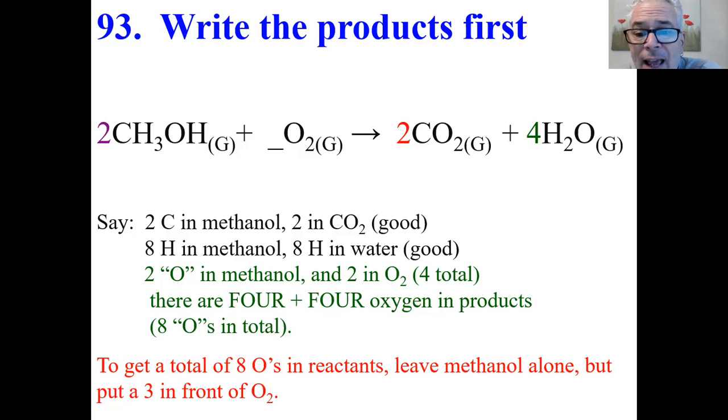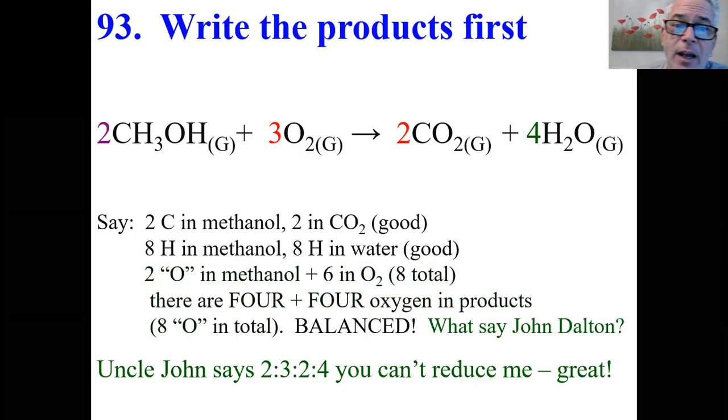How are we going to get 8 oxygens in the front? Let's not touch methanol, because as soon as we change the methanol number, everything else has got to change. So let's leave that alone. So if we need 8 oxygens on the reactant side, and we have 2 in the methanol, and we don't want to touch them, how are we going to get 6 more in the front? We have to put a 3 in front of the oxygen.